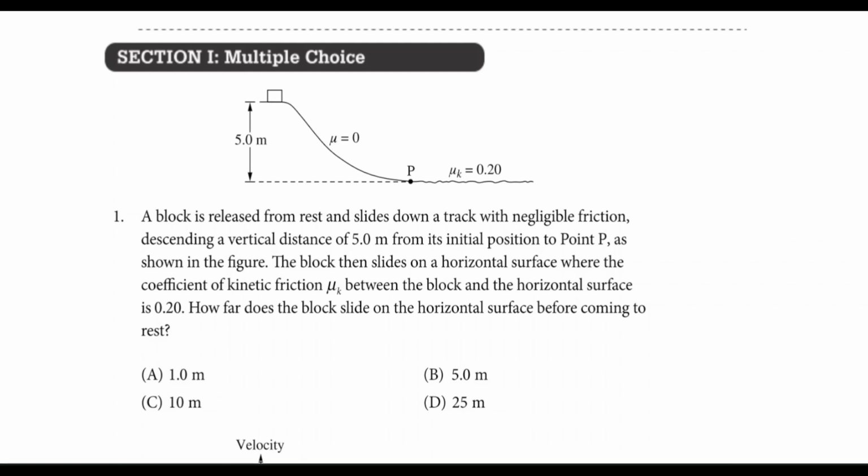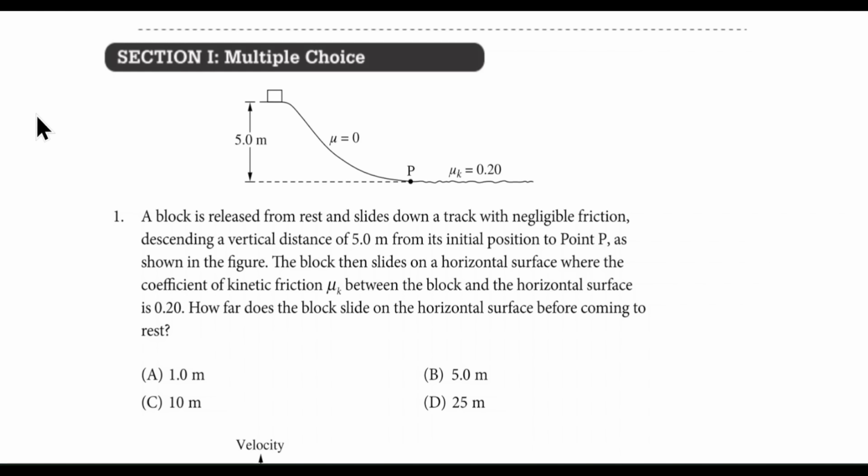Here we are given that a block is released from rest and slides down a track with negligible friction, descending a vertical distance of 5 meters from its initial position to a point P. The block then slides on a horizontal surface where there's friction. The coefficient of kinetic friction is 0.2 here. And we have to find after how much distance this block will stop.